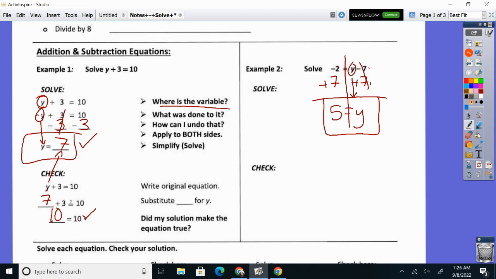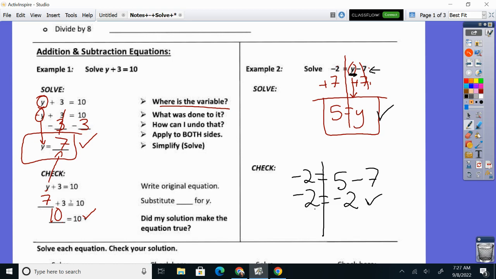So now let me check my answer. I have negative 2 equals, and instead of y, I'm putting 5 minus 7. Okay, I'm plugging into this formula here. So negative 2 equals, and 5 minus 7 is also negative 2. Negative 2 does equal negative 2, so this is a true statement, so my answer was correct. Okay.